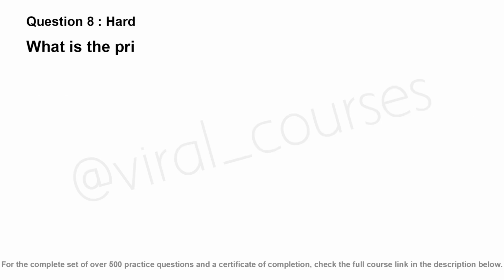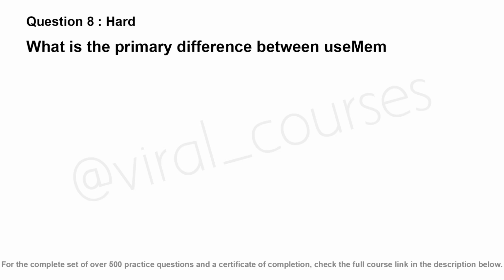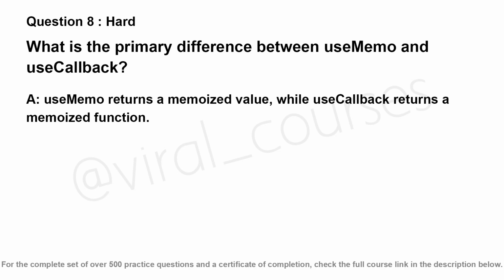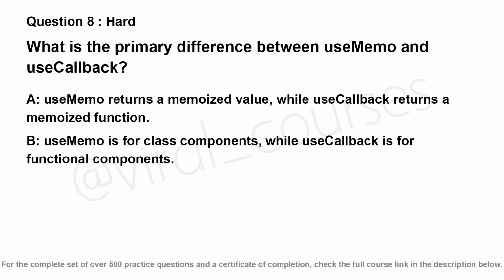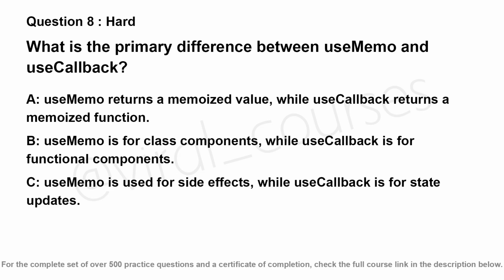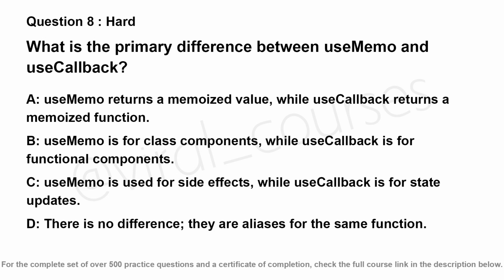What is the primary difference between useMemo and useCallback? Option A. useMemo returns a memoized value, while useCallback returns a memoized function. Option B. useMemo is for class components, while useCallback is for functional components. Option C. useMemo is used for side effects, while useCallback is for state updates. Option D. There is no difference. They are aliases for the same function.